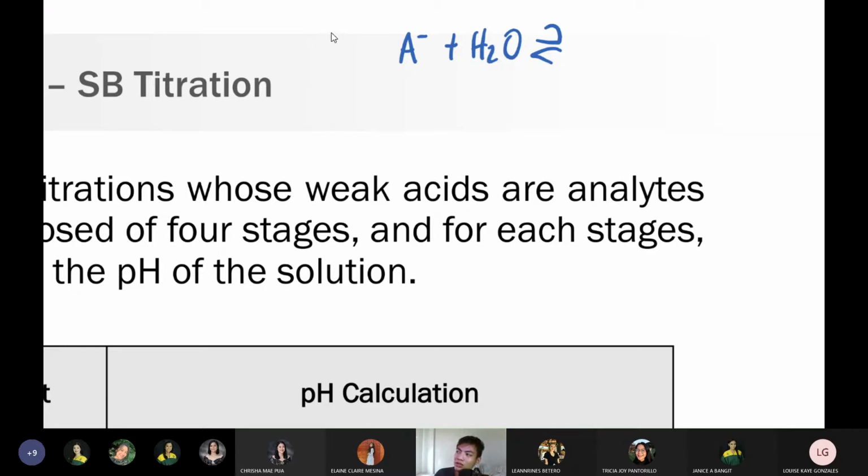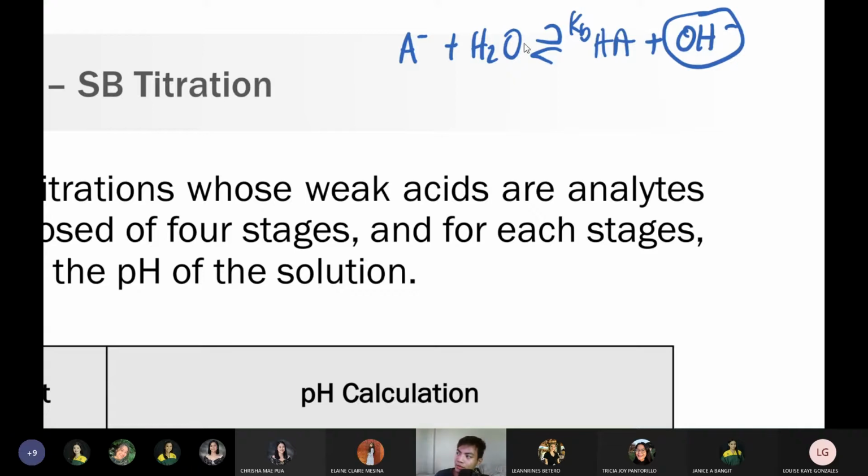So what happens is that your conjugate base will react with the water to produce HA and OH. Sino mas malakas dyan? Di malamang OH. And this reaction is described by the KB, the base dissociation constant. Kapag acid dissociation constant, HA, H plus yung nasa product side. Pero kapag KB, base dissociation constant, ang nasa product side ay OH. So that means basic solution ito.